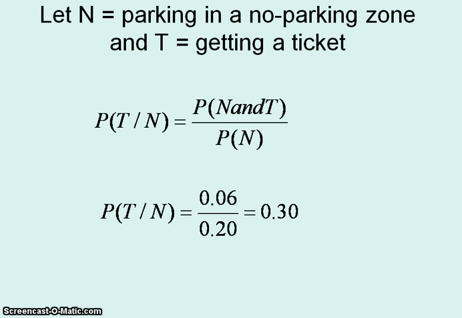If we looked at this with the 100 cases, that 0.2 on the bottom would represent 20 out of 100 cases. The 0.06 on the top is 6 out of 100. So if he went the entire year, 20 times he would park in a no parking spot. Of those 20, 6 times he would get a ticket, which also is going to give you 0.3. It's just a different way to look at the same problem.